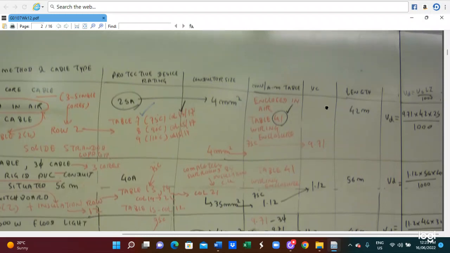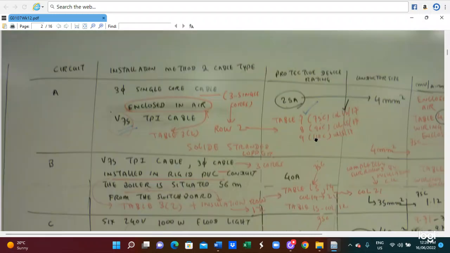Then we have to calculate the voltage drop. The voltage drop is VC times L by 1000. From table 41, we got the voltage drop value, 9.71, and that is 47 meter, and the current is 25, divided by 1000. Then we calculate the voltage drop as well. So this is the way we calculate.